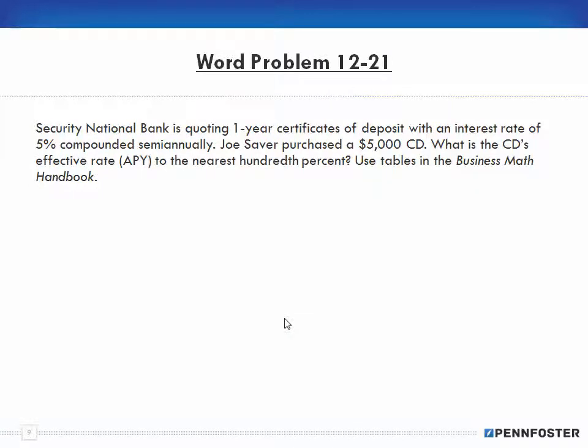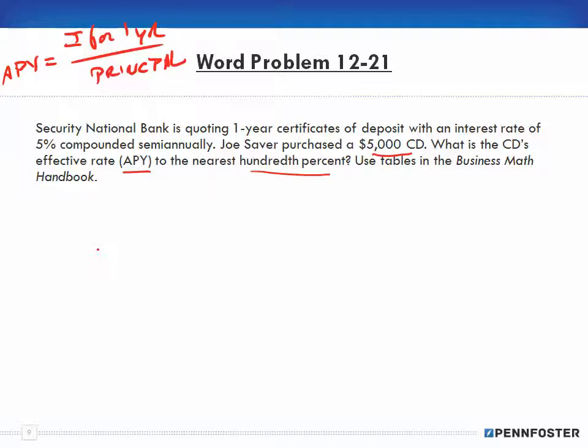12-21. Security National Bank is quoting a 1-year certificate of deposit with an interest rate of 5% compounded semi-annually. Joe Saver purchased a $5,000 CD. What is the CD's effective rate to the nearest 100th of a percent? Use tables in the Business Math Handbook. If we're looking at the APY, remember the APY, the effective rate, is the interest for 1 year over the principal. That's the formula. So we need to find out what the interest is for the 1 year.